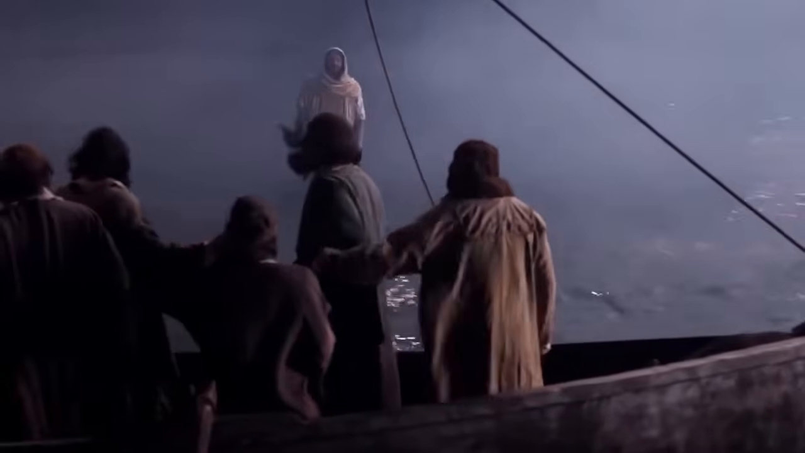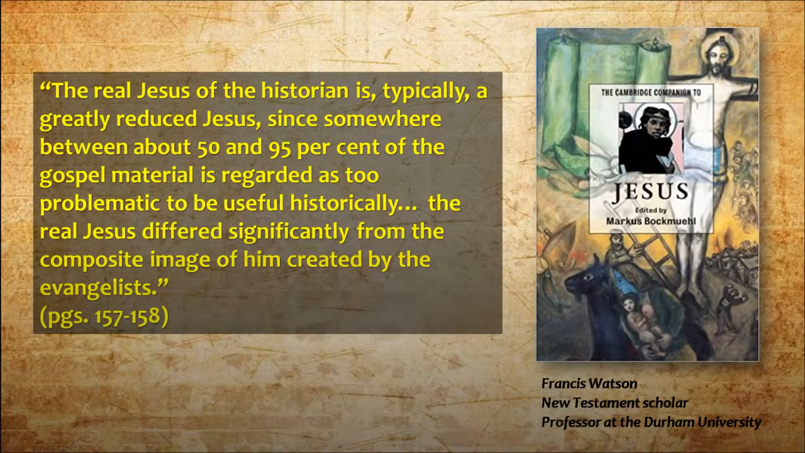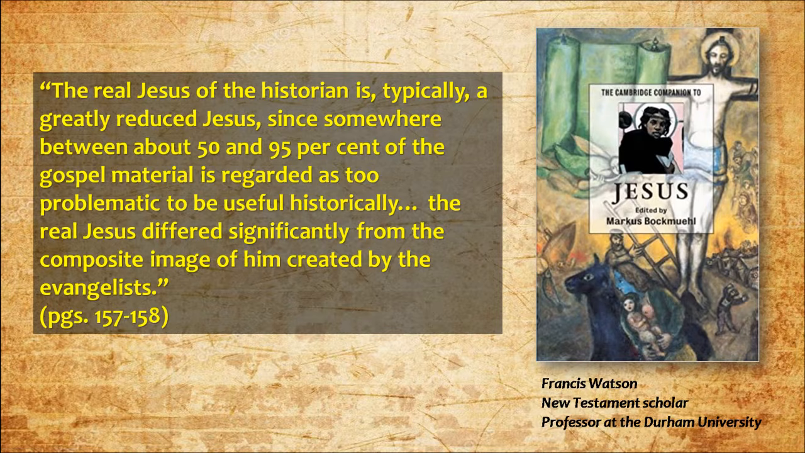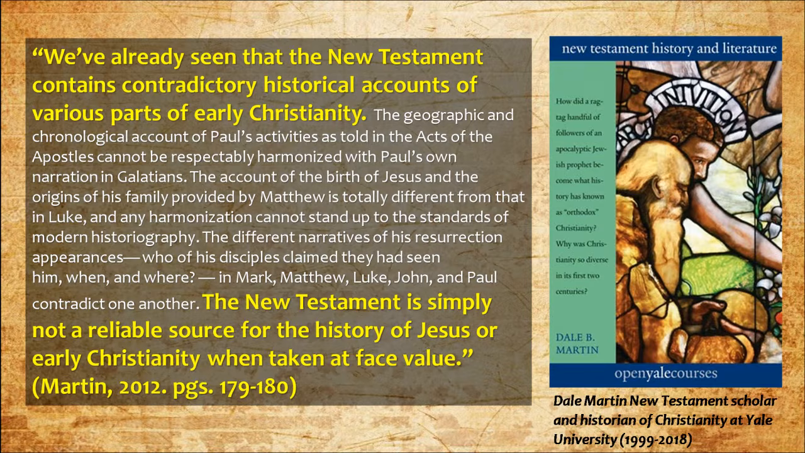For example, in the Cambridge Companion to Jesus, in Chapter 10, The Quest for the Real Jesus, Francis Watson writes, "The real Jesus of the historian is typically a greatly reduced Jesus, since somewhere between about 50 and 90% of the Gospel material is regarded as too problematic to be useful historically. The real Jesus differed significantly from the composite image of him created by the evangelists." A Yale scholar, Dale Martin, in his work concludes, "We've already seen that the New Testament contains contradictory historical accounts of various parts of early Christianity. The New Testament is simply not a reliable source for the history of Jesus or early Christianity when taken at face value."